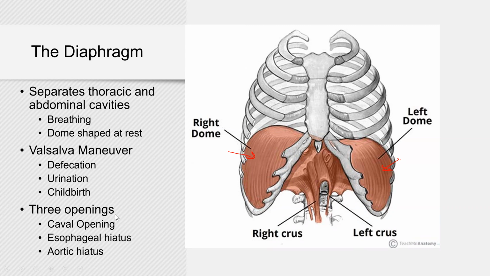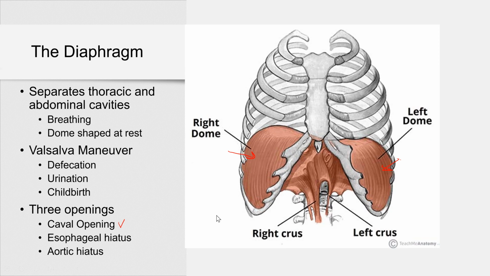So the diaphragm has 3 openings. It has the caval opening. That's the opening for your inferior vena cava. So the inferior vena cava will move through the diaphragm from the abdominal to the thoracic area. Then the esophageal hiatus, that is the area where the esophagus will move from the thoracic cavity to the abdominal, and the aortic hiatus, where the aorta will move from the thoracic to the abdominal area.